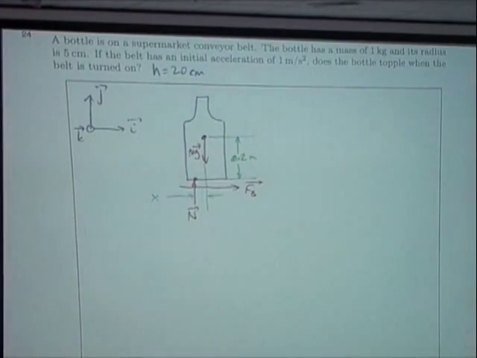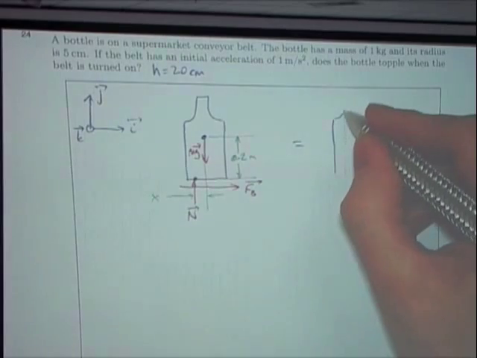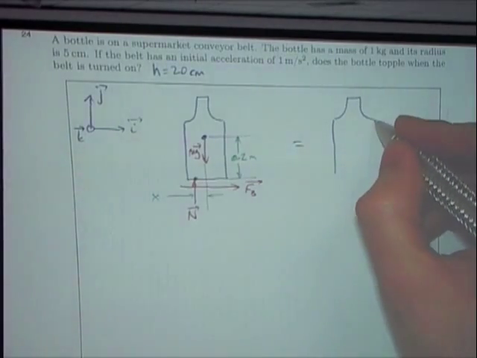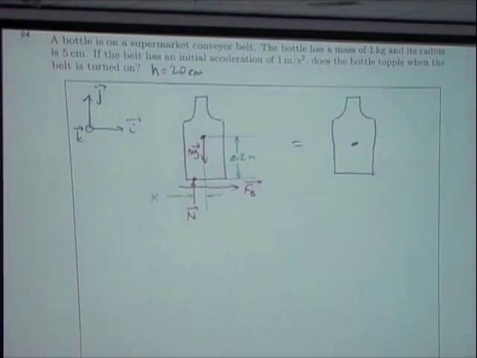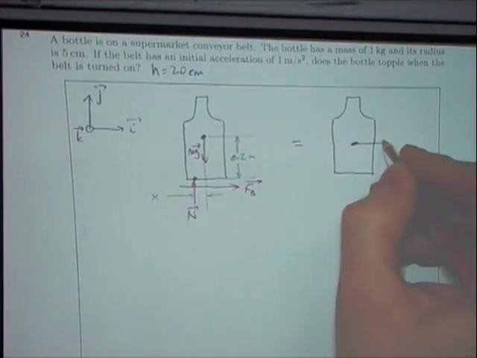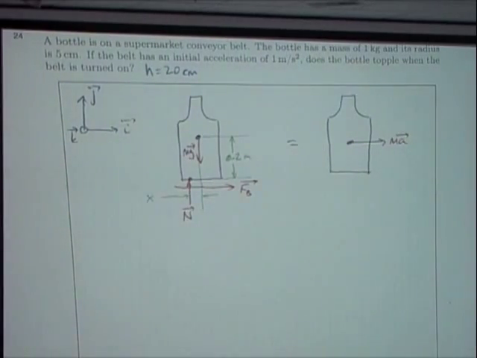And that's going to equal our kinetic diagram. So I'll draw the same thing again. Bottle, centre of mass, mass times acceleration. Okay, so it's again a relatively simple problem, okay? Make sure you draw a good free body diagram. It'll help.